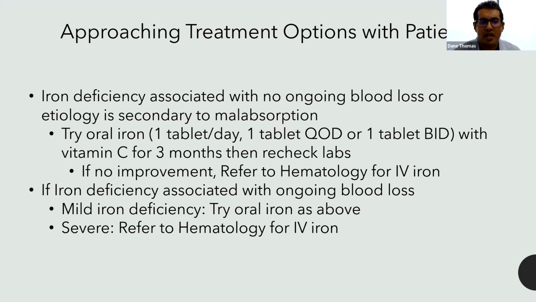If the patient's iron deficiency is associated with ongoing blood loss, then we want to look at how severe the iron deficiency is. If it's mild, try oral iron first as above, and if it's severe, go ahead and refer to hematology for IV iron.